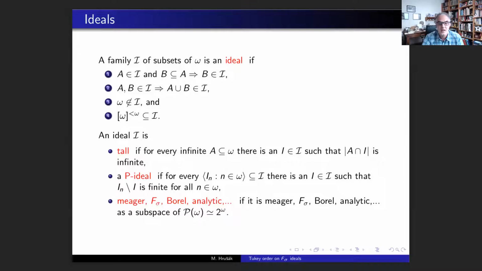So a nice example of a directed family, of a directed partial order, is an ideal on a set. We will be only interested, well, mostly interested in ideals on omega, ordered obviously by inclusion. So the same as Osvaldo did, we assume that our ideals contain all finite sets.